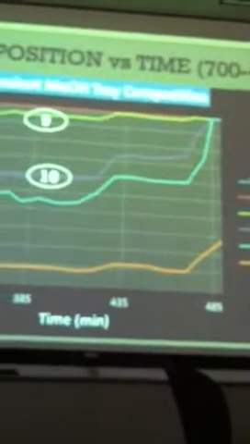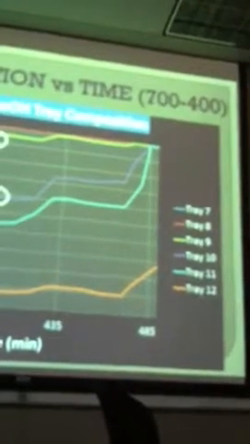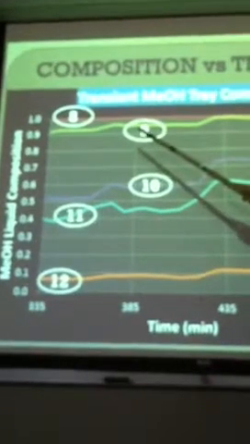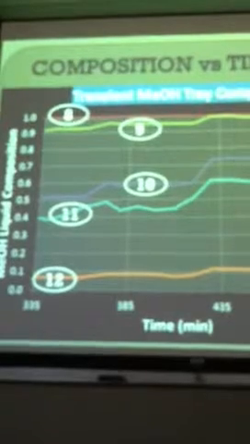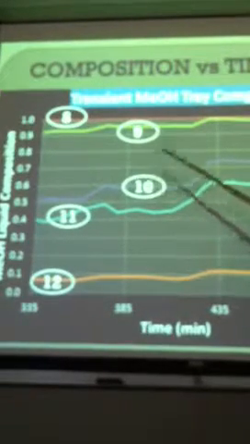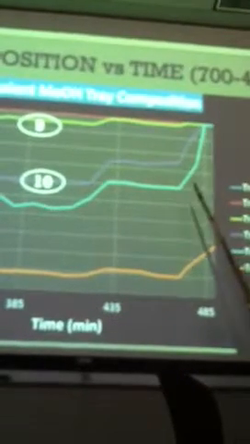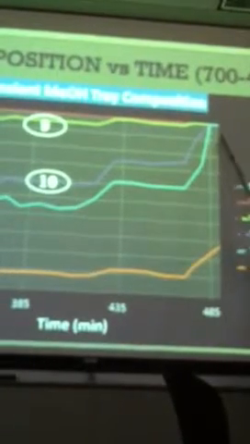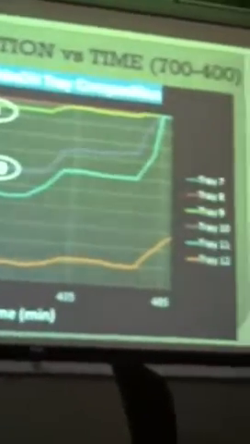And this is one more of those graphs, and this is the drop from 700 to 600 to 400 watts. So tray 7 and tray 8 have now reached 100% mole composition. And then you can see that tray 9 reaches 100% mole composition, but tray 10 and tray 11 just barely reach it here at the end. Tray 12 never even got to it.